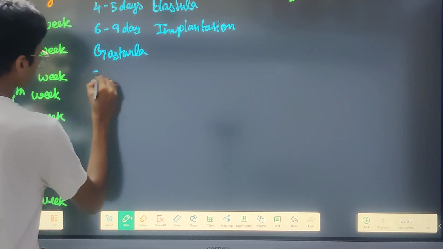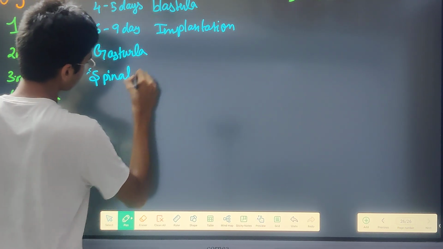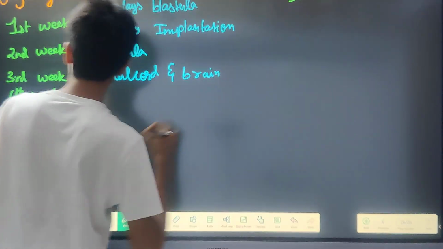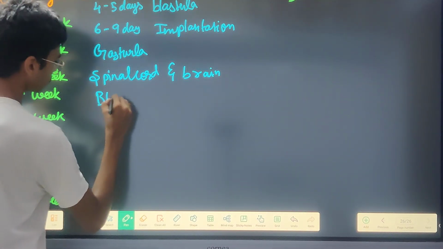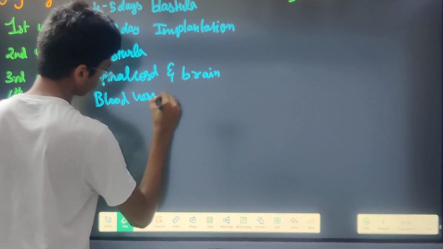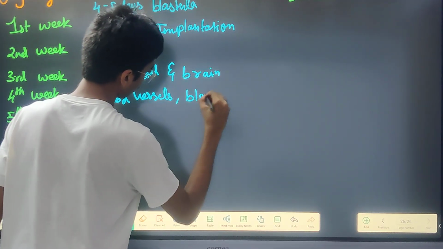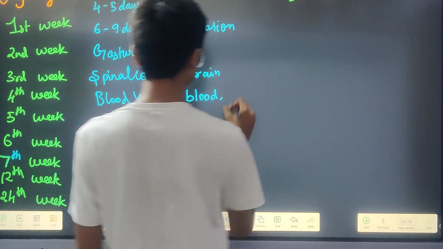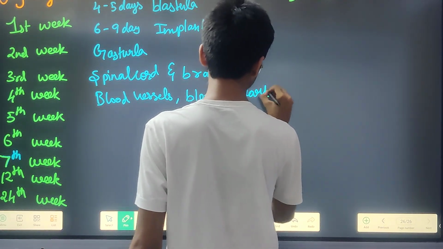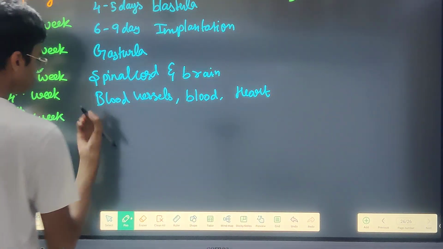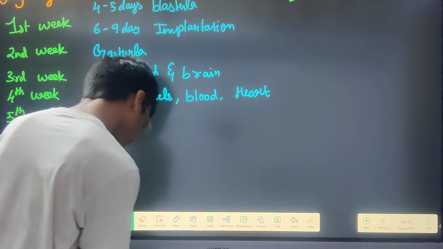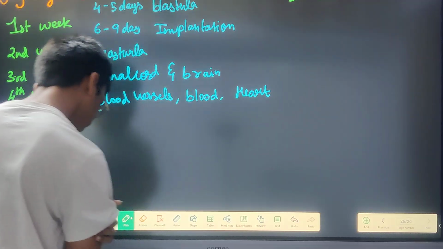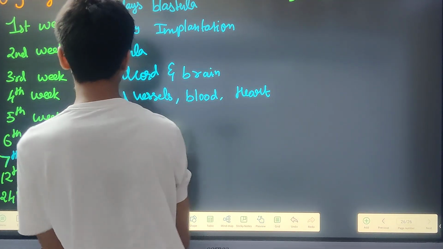In the 3rd week, spinal cord and brain will be formed. Then blood vessels will be formed. Then blood will be formed. Then heart will be formed. Then here you can actually wait, one second, I'll check whether everything is correct. Yeah, and also umbilical cord.